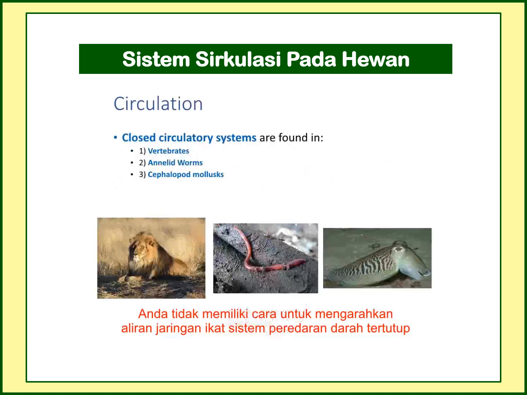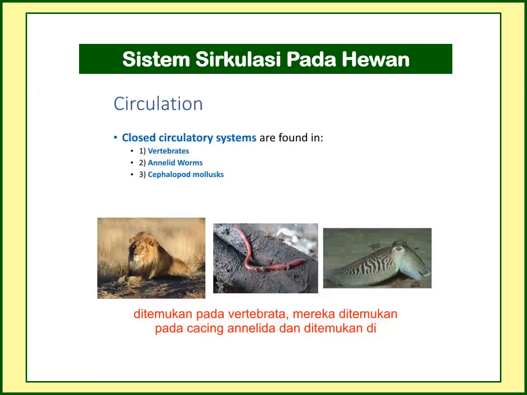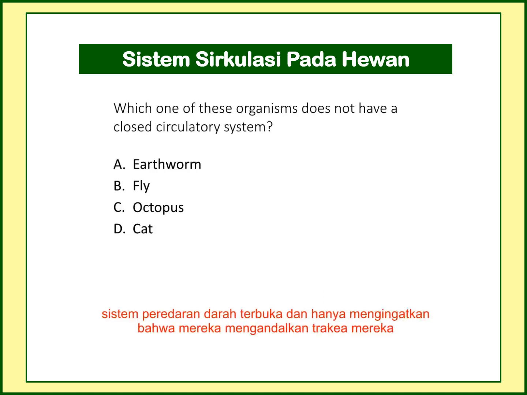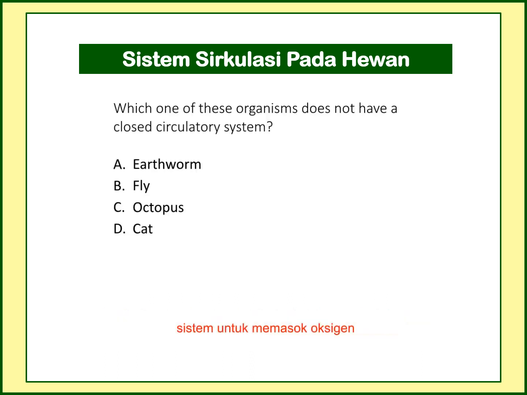Closed circulatory systems are found in vertebrates, they're found in annelid worms, and they're found in cephalopod mollusks, so things like cuttlefish and octopi and squids. So which one of these organisms does not have a closed circulatory system? Take a quick look and see. And the answer here is going to be the fly. The fly has an open circulatory system, and just a reminder that they rely on their tracheal system for supplying oxygen.